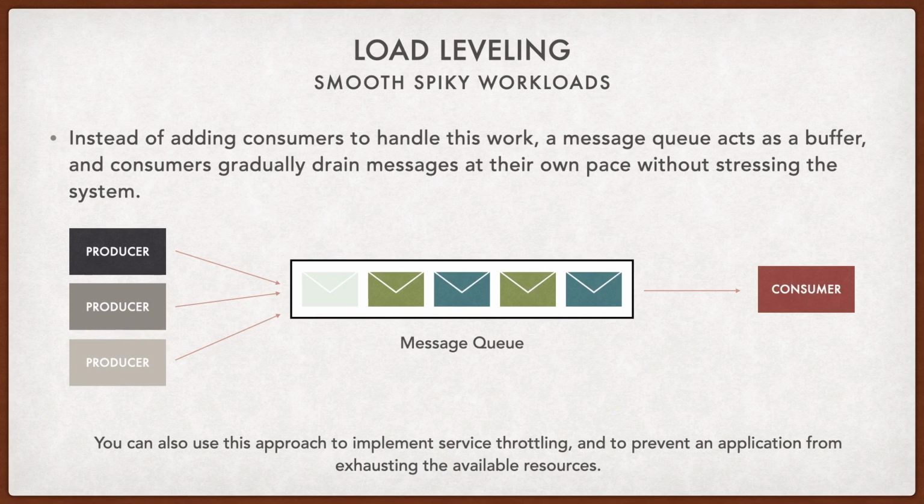A message queue can protect consumers from sudden bursts of messages sent by multiple producers. Instead of adding consumers to handle this work, a message queue acts as a buffer, and consumers gradually drain messages at their own pace without stressing the overall system. For example, if your consumer is slow, you can use a message queue to buffer the incoming traffic so that the consumer continues processing messages at its own pace.